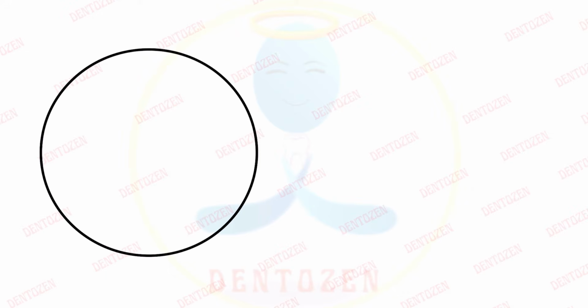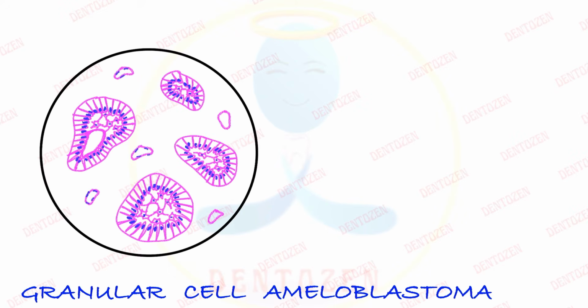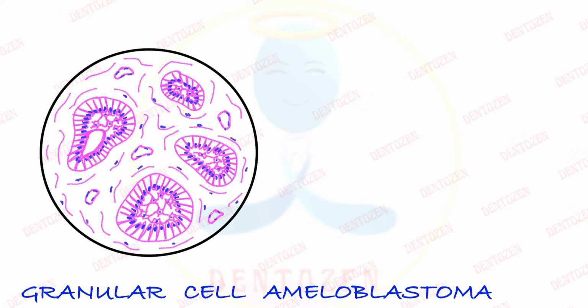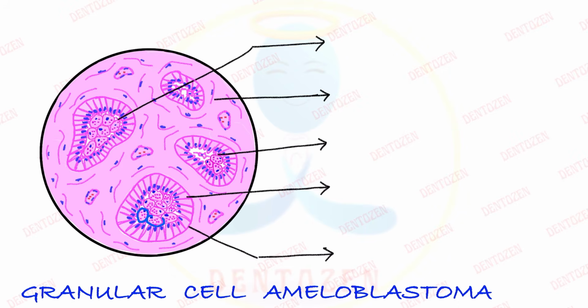Next we come to the granular cell ameloblastoma. So again in this, first we have to draw similar to follicular type, that is follicles with peripheral tall columnar ameloblast-like cells and the central cells and the connective tissue stroma in between the follicles. Now we'll show the change in the central cells. So now they are granular cells with granular cytoplasm and eosinophilic cytoplasm. So as we can see here, these are large cells, they have granules in them, and their cytoplasm is pink staining, that is eosinophilic. Now we'll do the labeling.